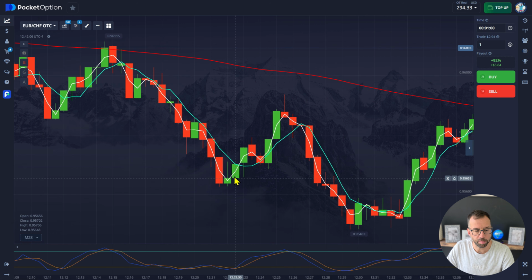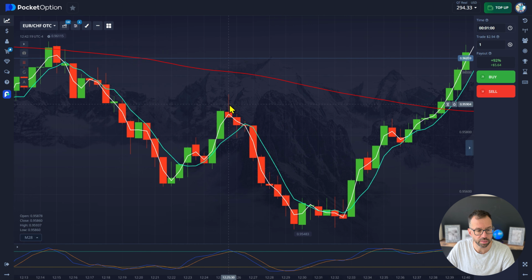Right here, we are not buying this because we are oversold. Sorry, we are undersold, which means this is looking to be a reversal and an upward momentum. We are not going to be buying any of these. We're not going to buy these green candles.